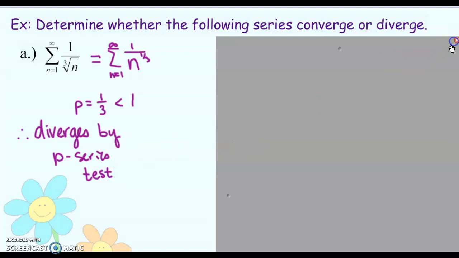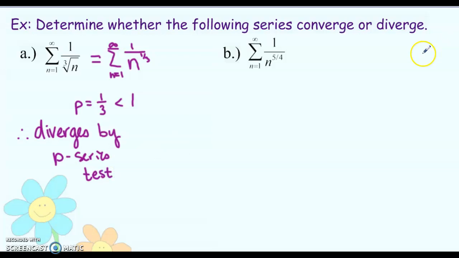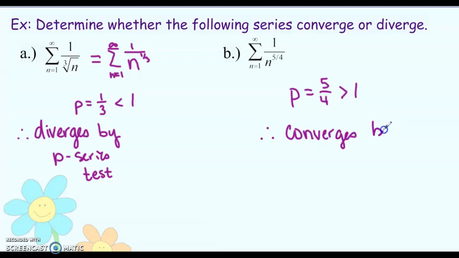All right, our next example, the summation from n equals 1 to infinity of 1 over n to the 5/4. And this is already in that p-series notation for us. And this is why we call it the eyeball toss. You just go, hey, p is 5/4 and 5/4 is greater than 1. That means our whole series converges by the p-series test.